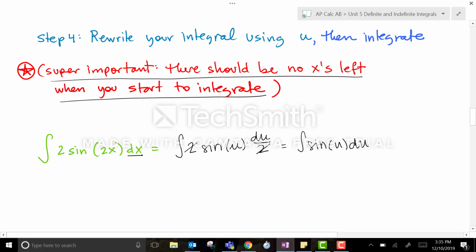I know that the antiderivative of sine with respect to u is going to be negative cosine of u plus c. Very important to remember that plus c. I know it's been a while.